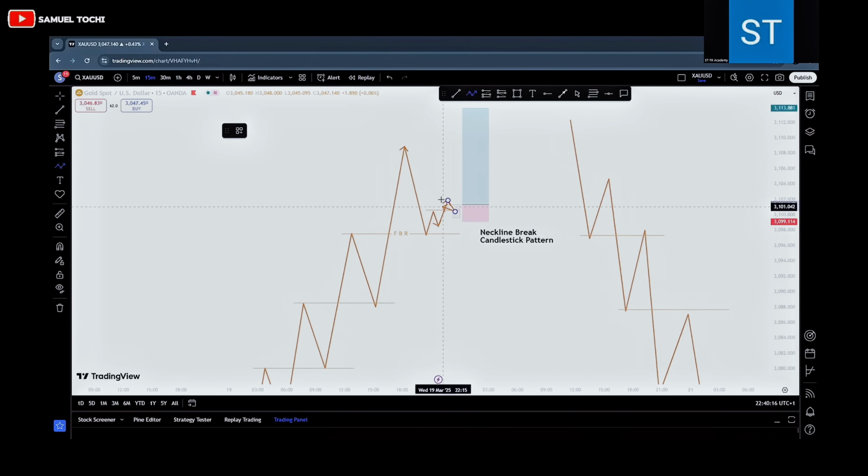So it's only when it takes out the second one that it gives you extra confirmation that this market is going up. So this is the structure on how I trade gold using the first wave pattern. So now let's go to the chart and let me show you what this particular pattern looks like.